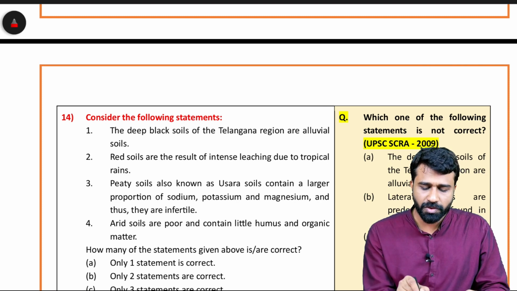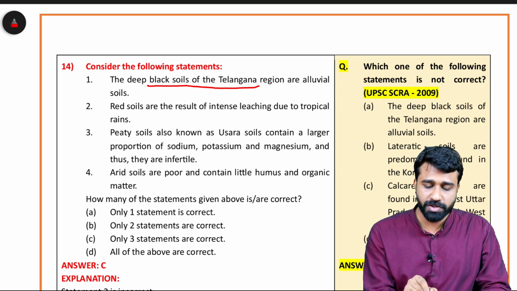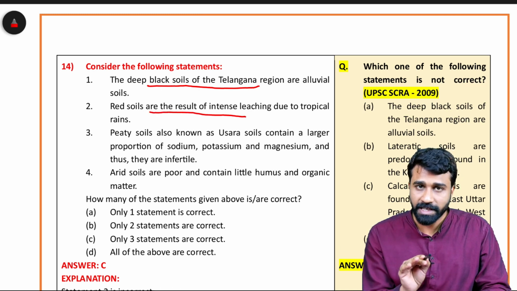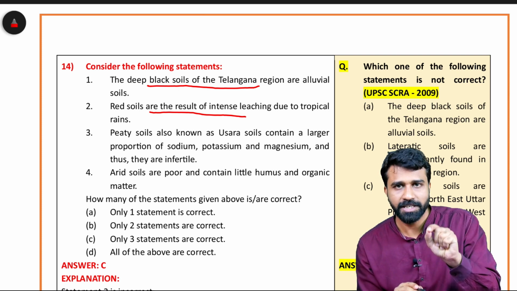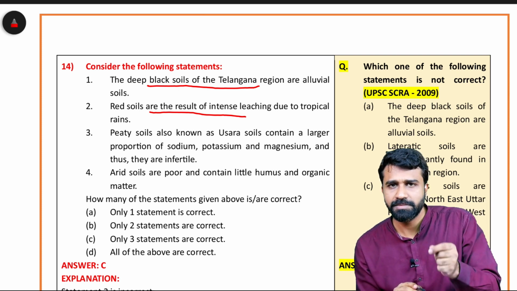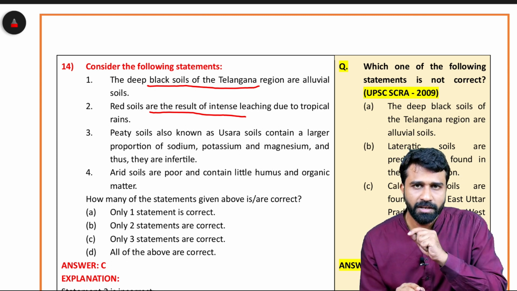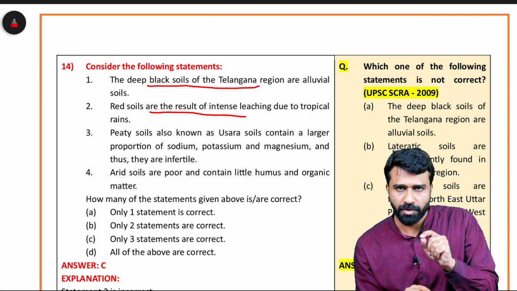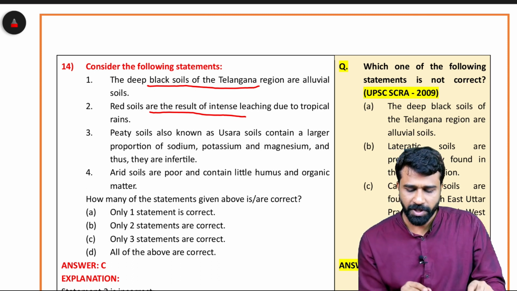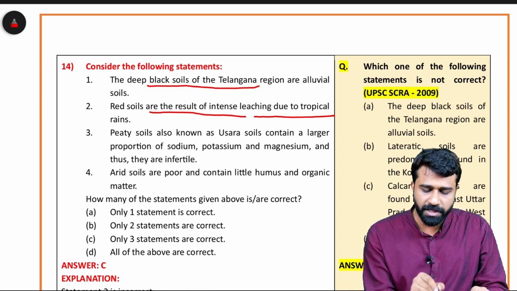The deep black soils of the Telangana region are alluvial soils, that is true, and the red soils are the result of intense leaching. Intense leaching will cause the formation of laterite soils. Laterite means brick in Greek and Latin terms. There is no topsoil settled, due to intense leaching. It is completely eroded away due to intense leaching in the tropical rains. So this is not red soil.